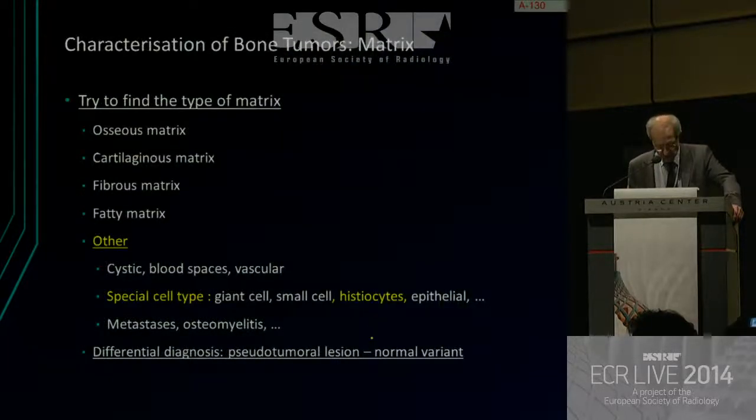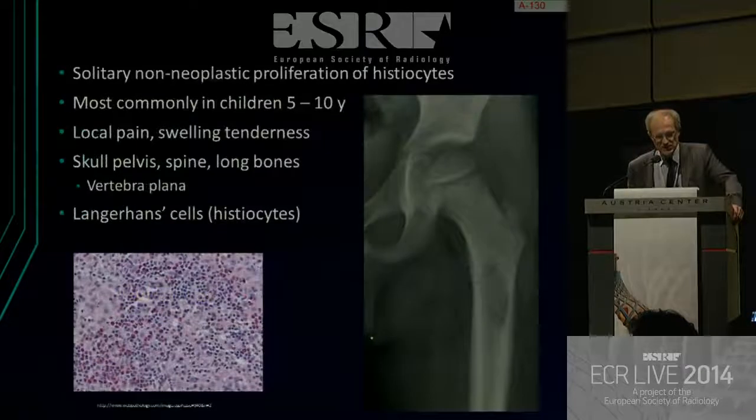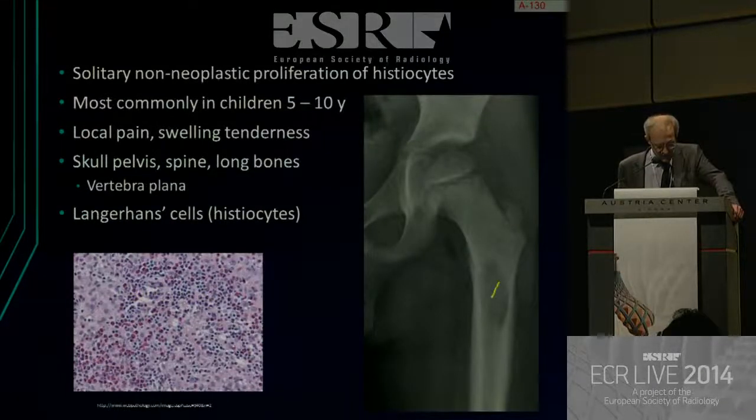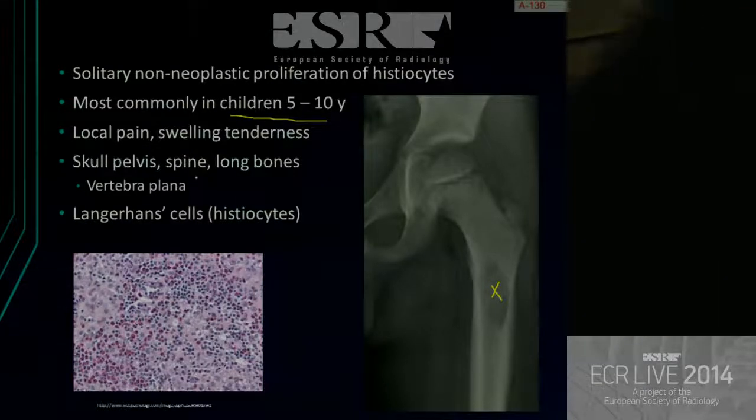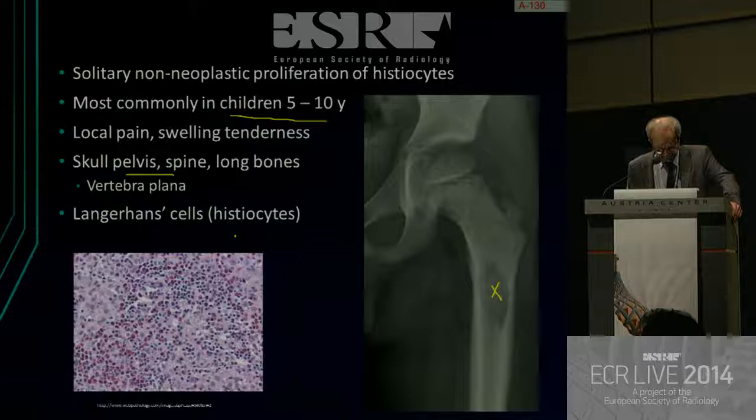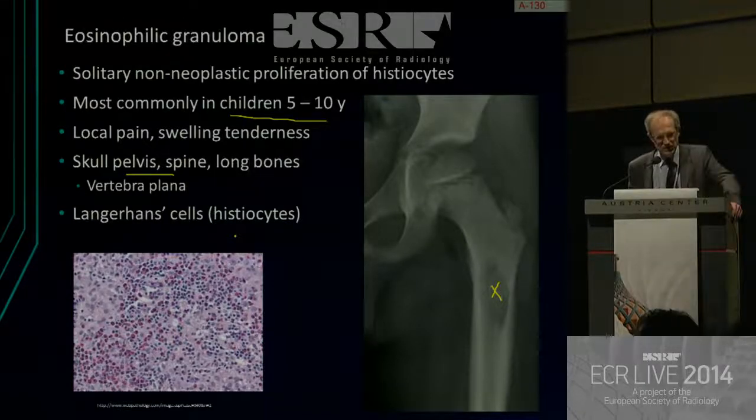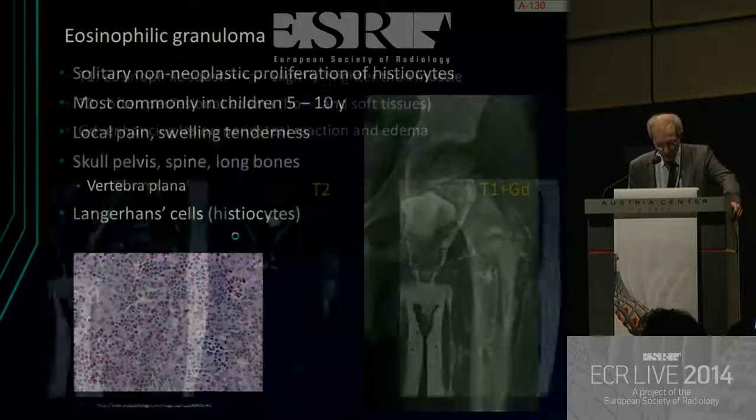The next lesion is composed of histiocytes. And here we see a lytic lesion in the diaphysis of the femur in a child between 5 and 10 years, presenting with pain, swelling, tenderness. This lesion frequently occurs in the long bones, but also likes the spine and the pelvis. And it's composed of Langerhans cells. So the name of this lesion is eosinophilic granuloma.